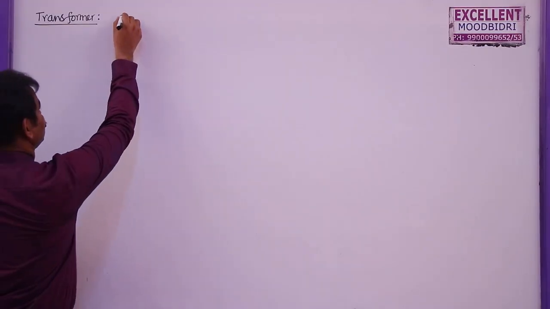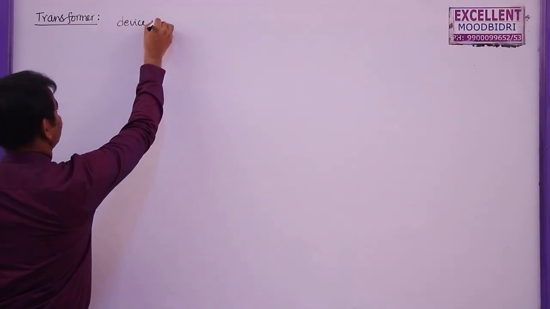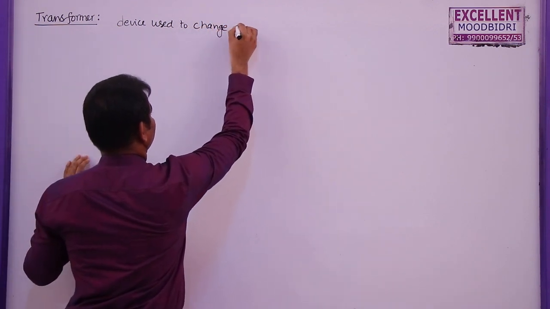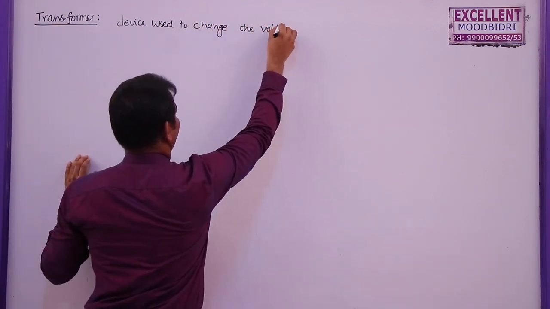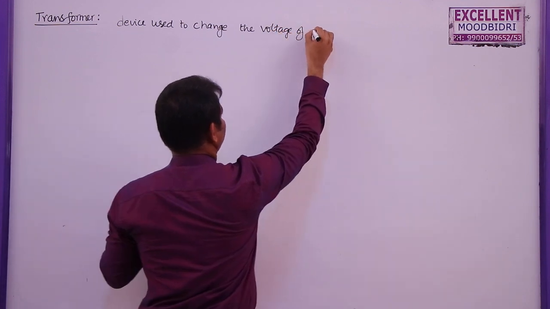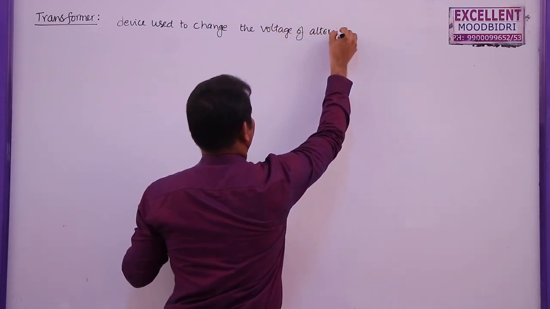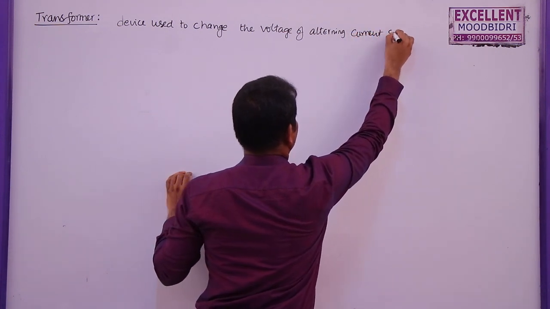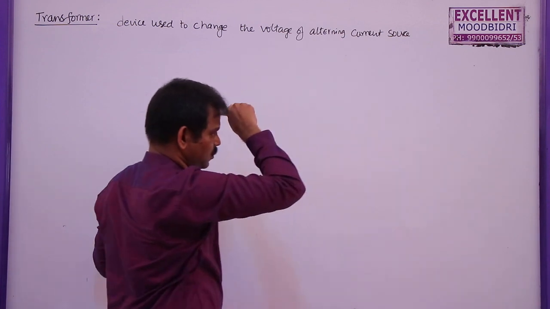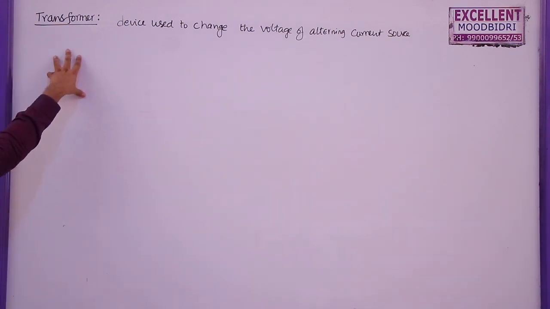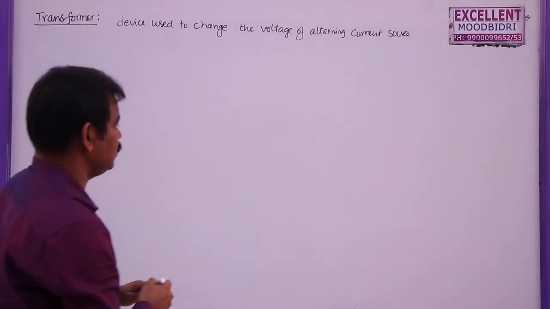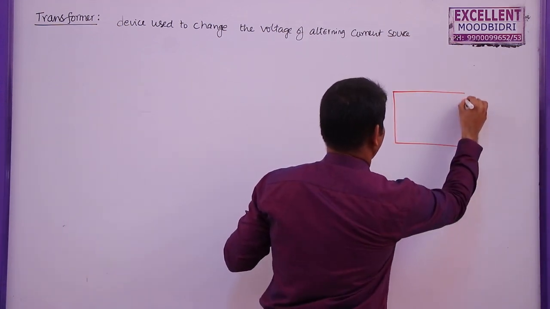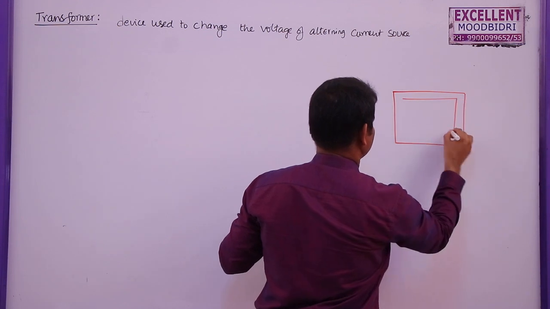A transformer is a device used to change the voltage of an alternating current source or input voltage. Here a transformer consists mainly of a soft iron core. Here this is the soft iron core. It may be in rectangular form or square form.